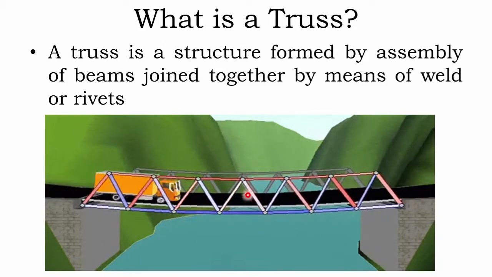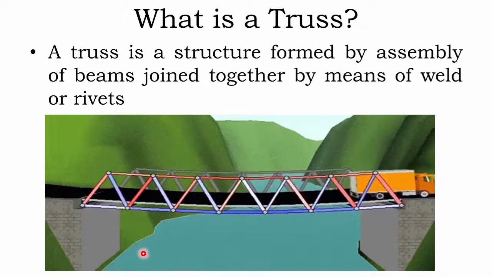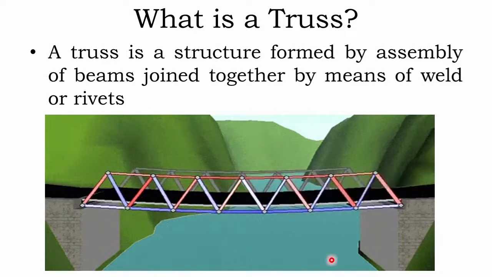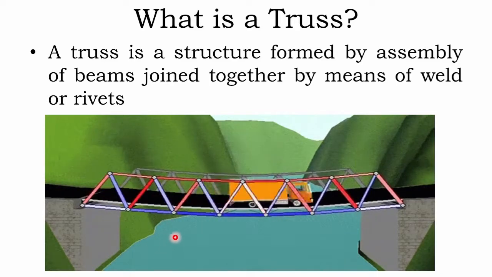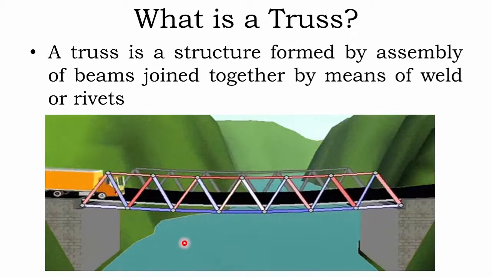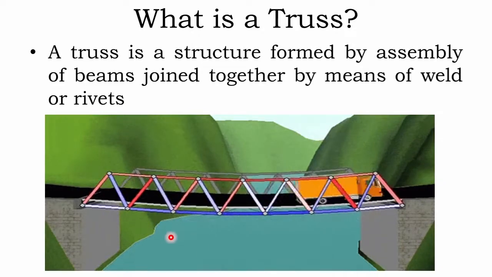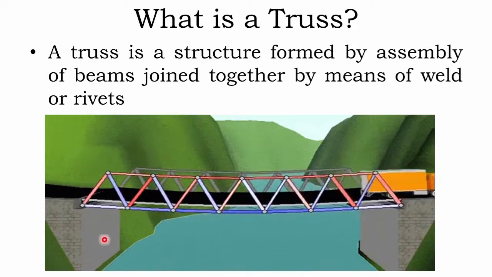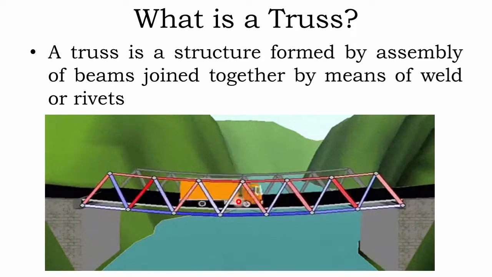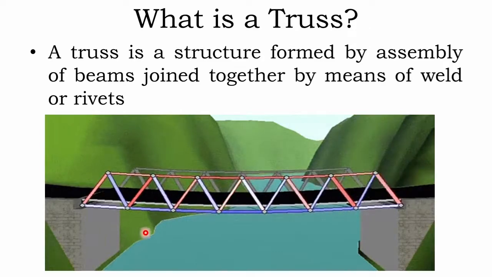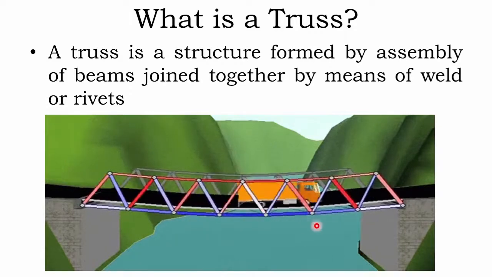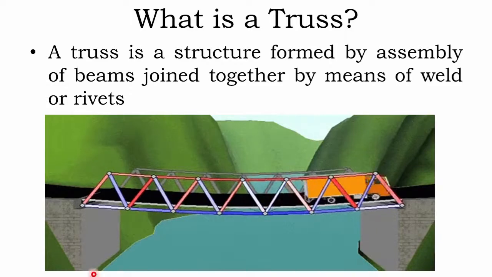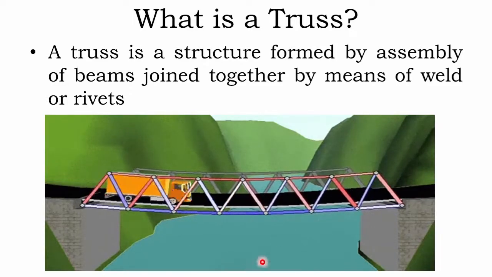You can see this truss is made up of a combination of beams. They are joined together. In some places they are welded, in some places they are joined by rivets or fasteners. Okay. So why do we need a truss actually? A single beam can take up some load. If I want to take up a very huge load, a single beam is not able to take it up. So I am going to form some sort of a structure like this.